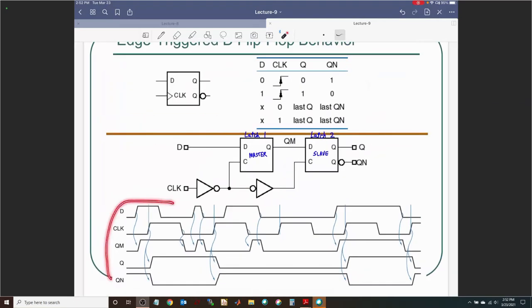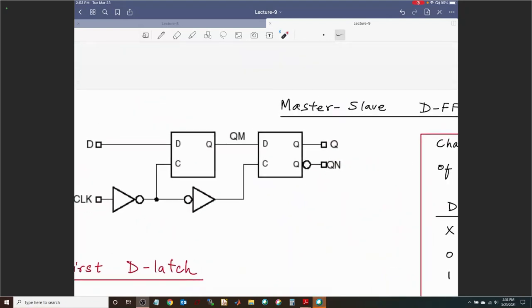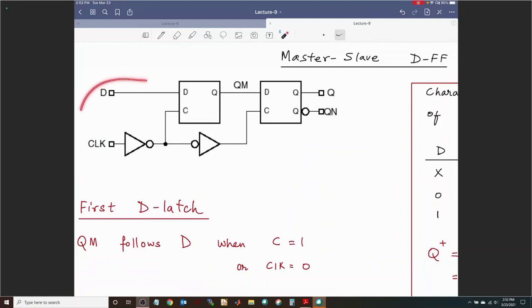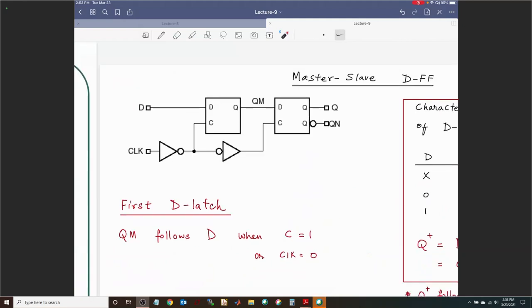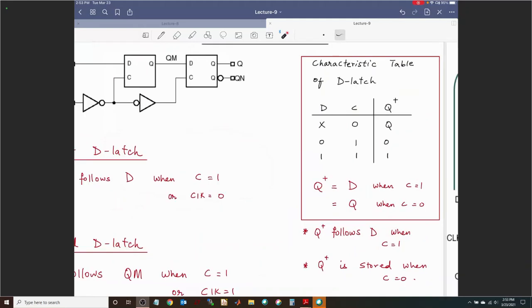Now, before I actually go into the timing diagrams over here, let me try to analyze the master-slave configuration in a little bit more detail. So what I'll do is, I will talk about a master-slave D flip-flop. This is the same block diagram from the slide before. I'm going to refer to a characteristic table of the D latch, because there are two D latches involved over here. So it's good practice to reflect back to the property of the D latch. Then we will talk about the first D latch, then the second D latch, and then we'll try to see how connecting one after the other actually makes edge triggering work. That's the goal, right? So let's start with the characteristic table of the D latch.